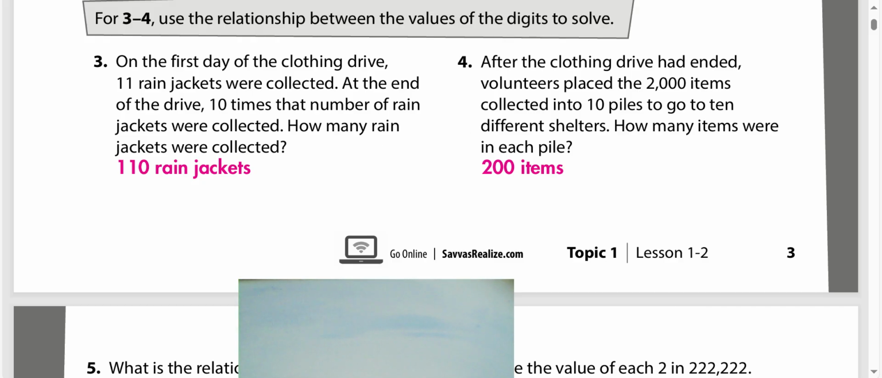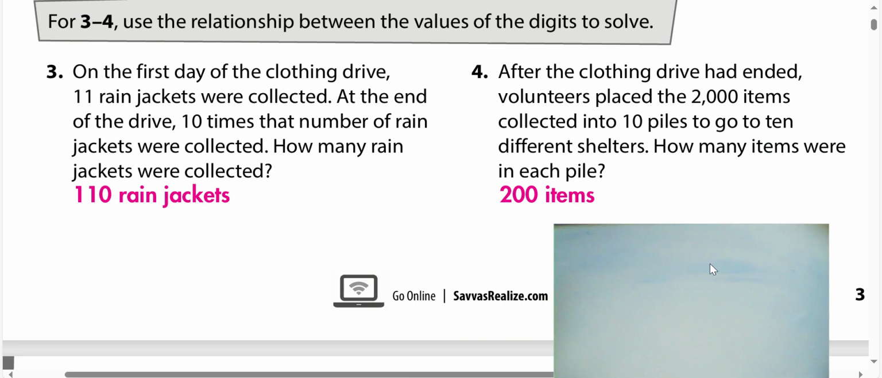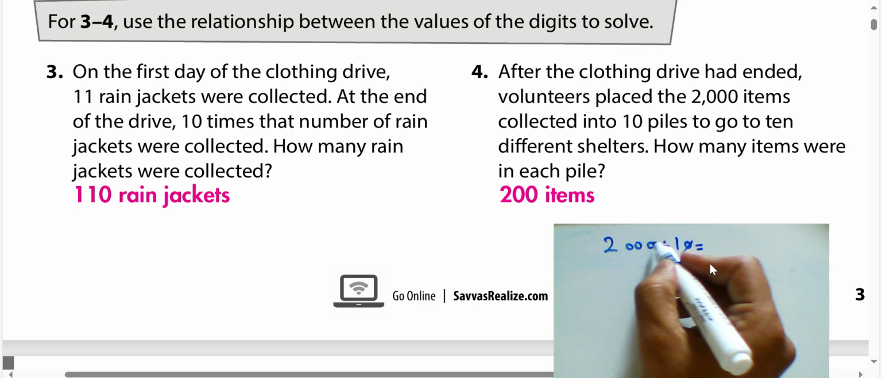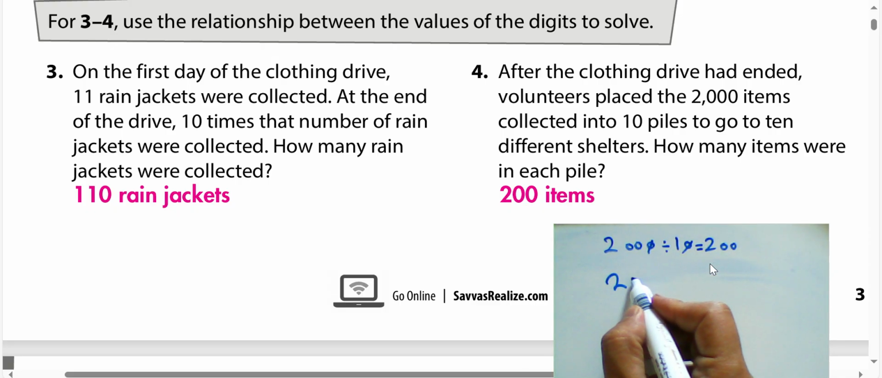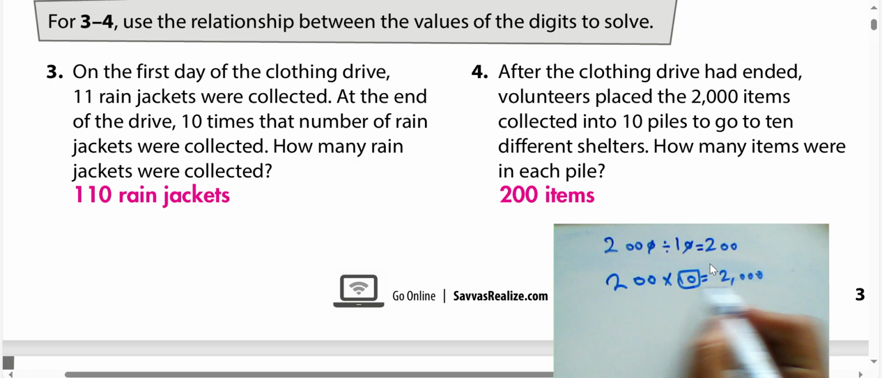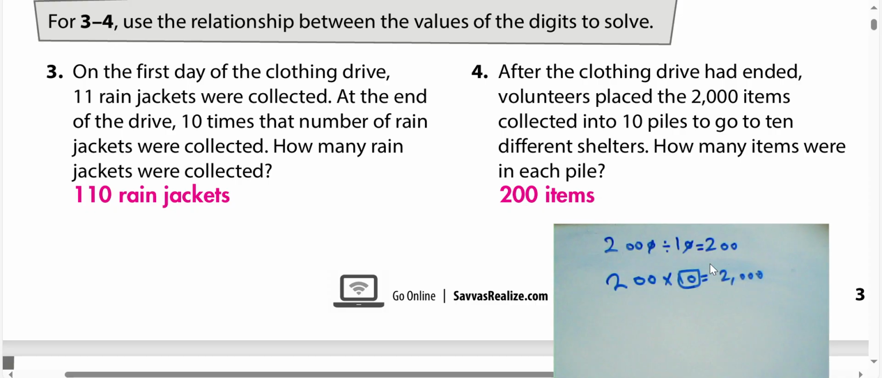After the clothing drive had ended, volunteers placed the 20,000 collected items into 10 bins to go to 10 different shelters. How many items were in each bin? We can write here 20,000 divided by 10. We must divide the two numbers to find the number of items. The total number was 20,000 divided by 10. We can cancel 0 by 0. The result will be 2,000. Or you can write 200 times 10 equals 2,000. So we can divide the two numbers, 2,000 divided by 200 equals 10. Okay, and the result will be 200 items.